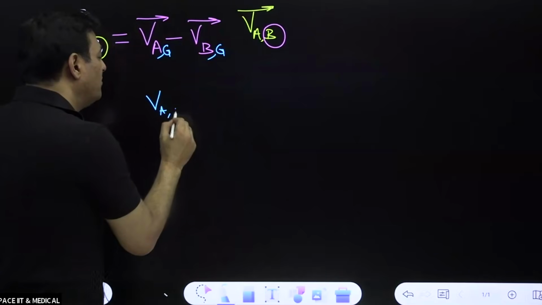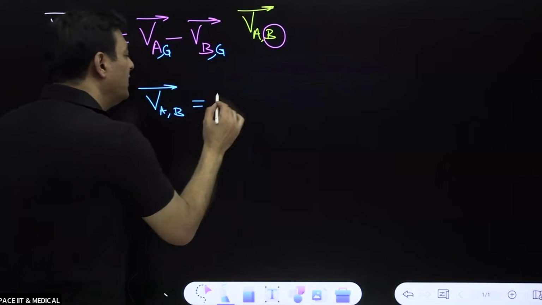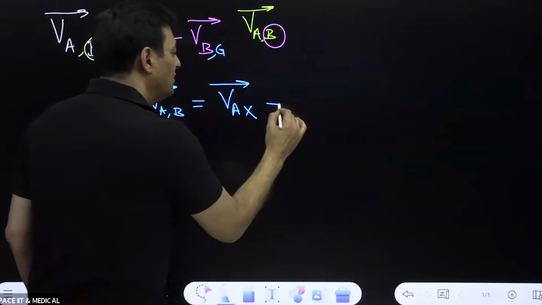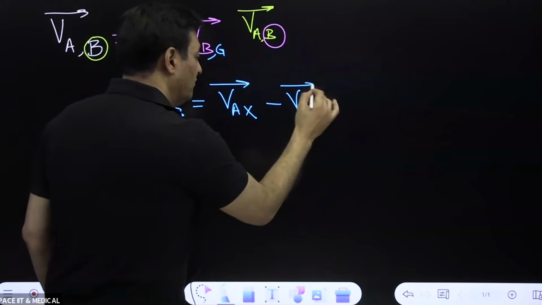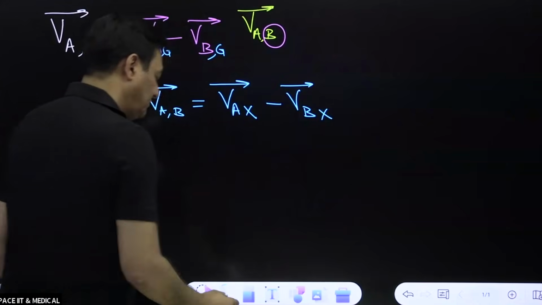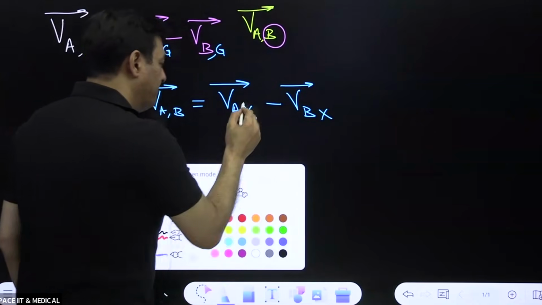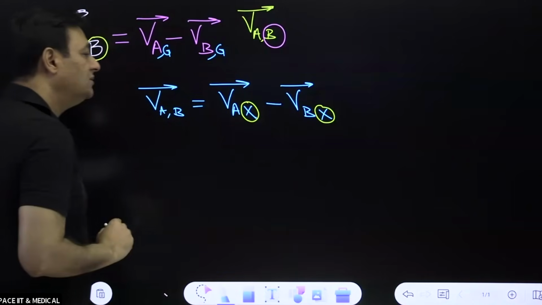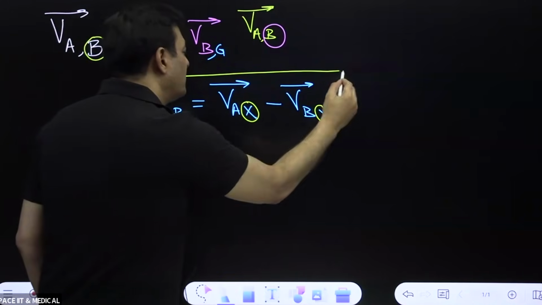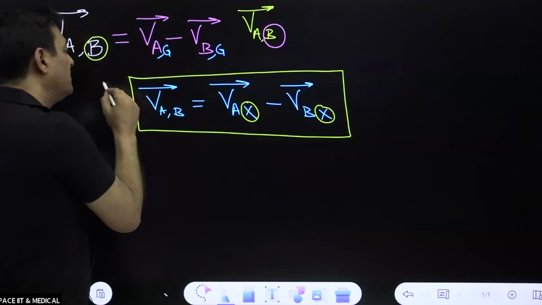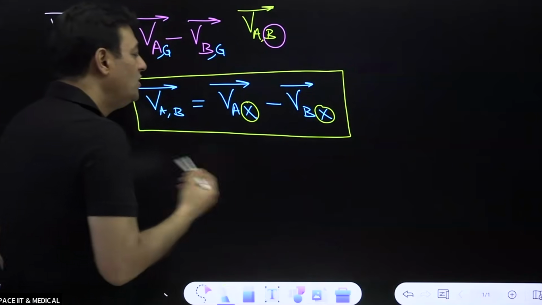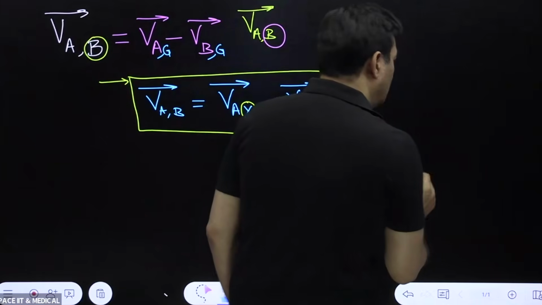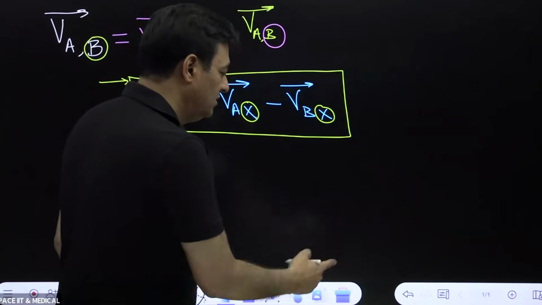Velocity of A as observed by B can also be written as velocity of A with respect to another frame x, minus velocity of B with respect to the same frame x. This frame, the observer's frame, has to be the same. So this one equation defines this chapter. Extremely important. Now let me show you a few easy examples where you will learn. There's only one slide.